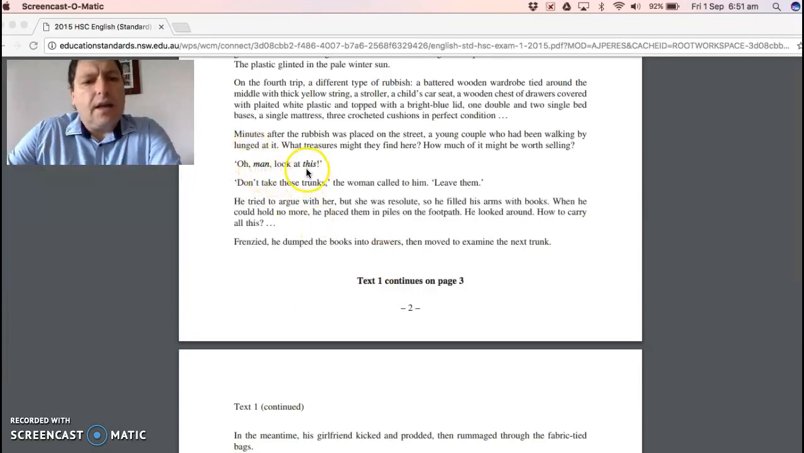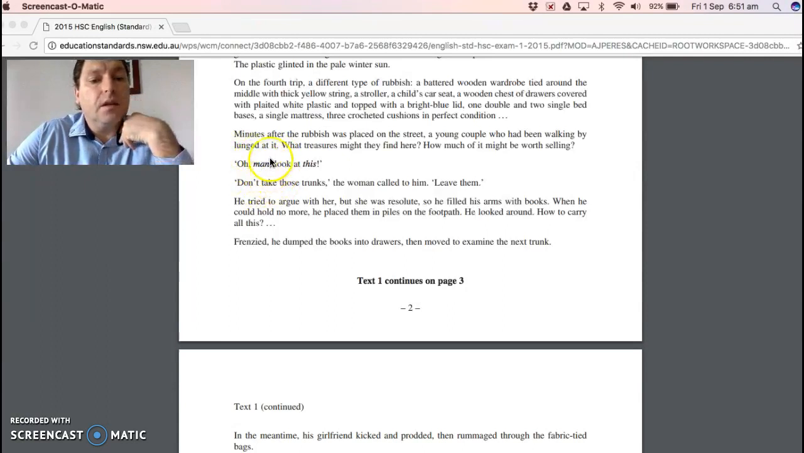So if I was to mention this as italicized, I need to mention the fact that the young couple have 2 things going on here. Firstly, they talk in a colloquialism: oh man, look at this. So their language is that of a younger generation. And secondly, the emphasis here, which is what italics do, and the double emphasis, which is the exclamation, show us that the discovery for them is exciting, is new, is different, is fascinating in terms of going through this old wardrobe. They're looking into the past, which is interesting.